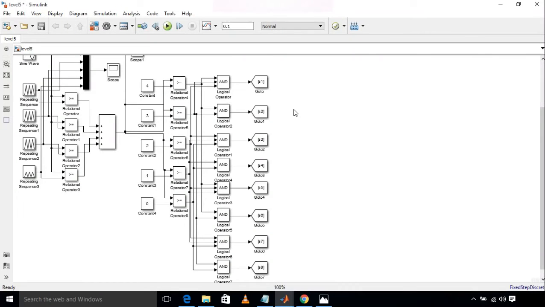So previously we have done up to the generation of the switching pulses. And previously I forgot to change two things. Our AND gate is replaced with OR gate, and our greater than equal to sign is replaced with equal to sign. So let's do it first.